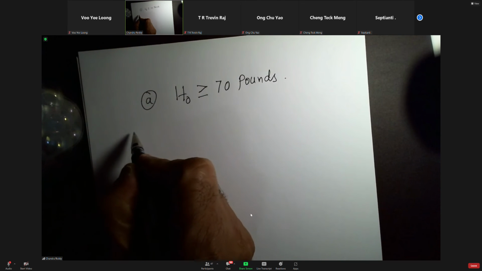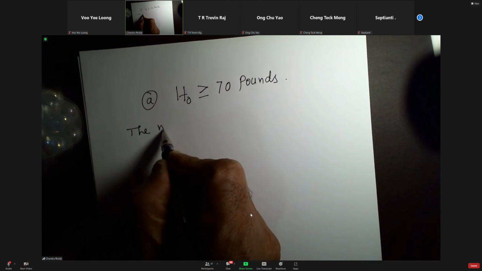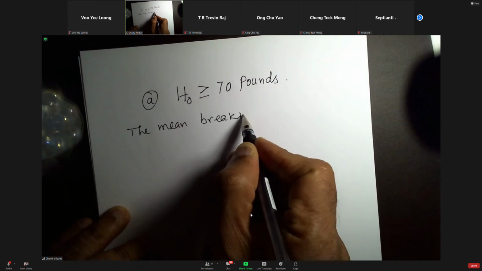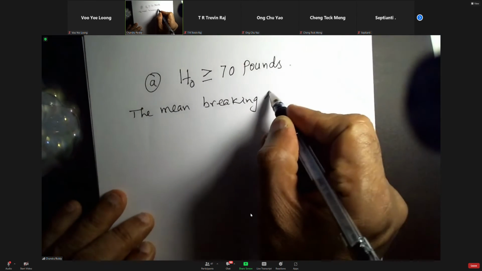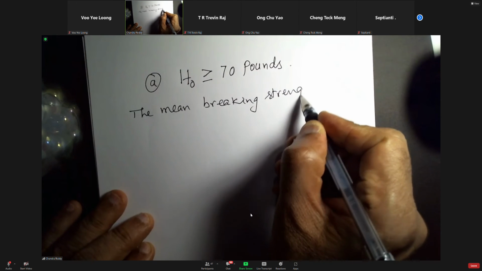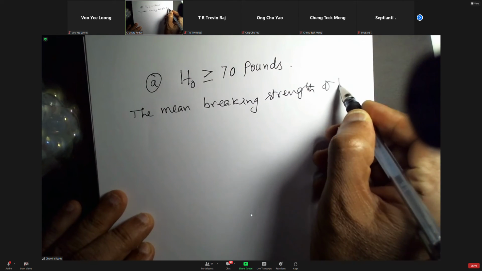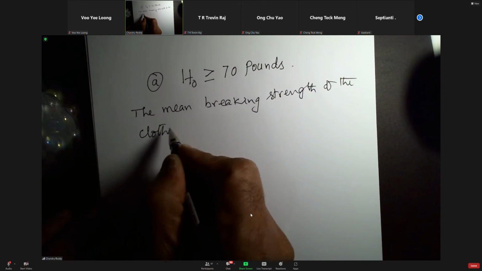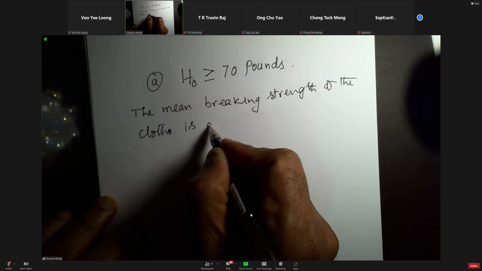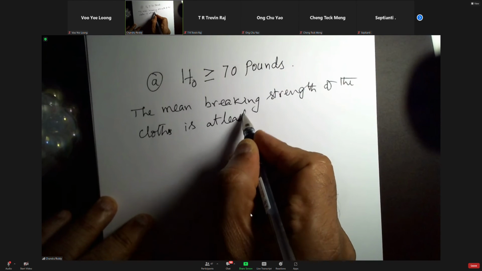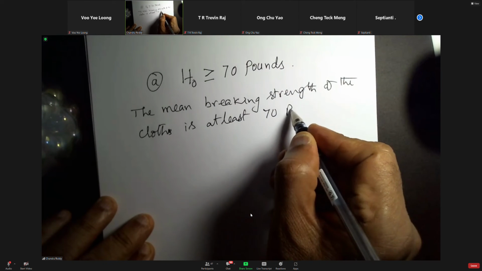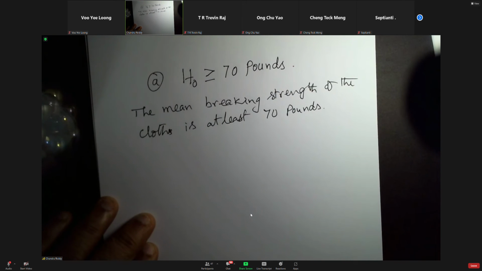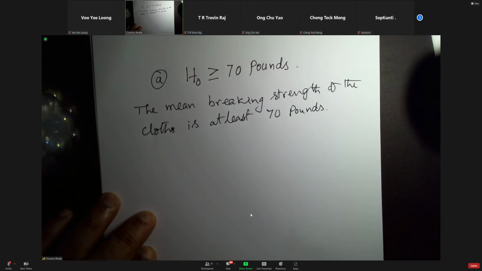So what does this mean? This means that the mean breaking strength of the cloth is at least 70 pounds. So this is the null hypothesis we can write.